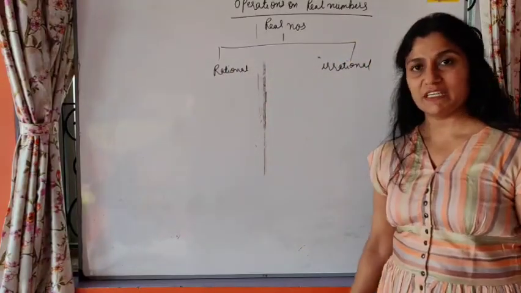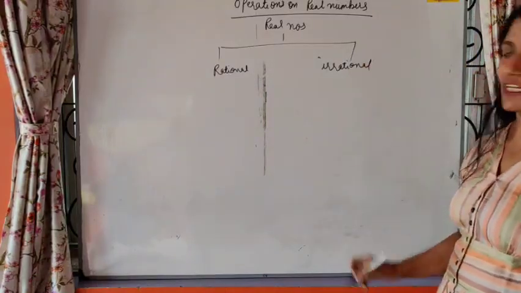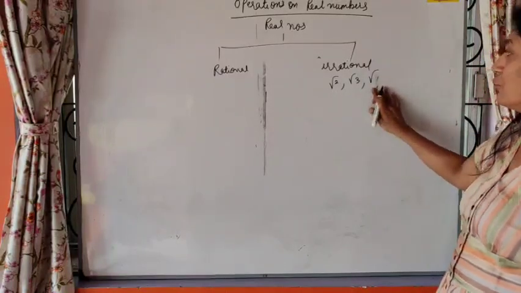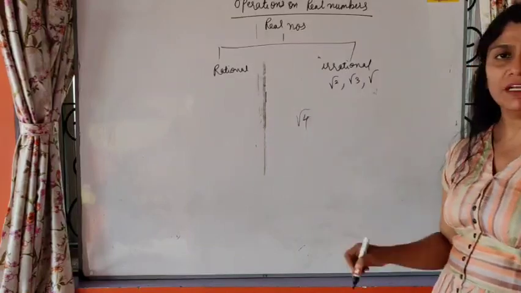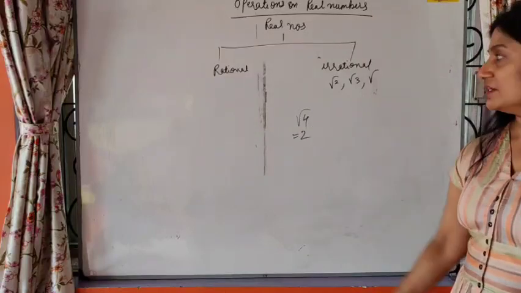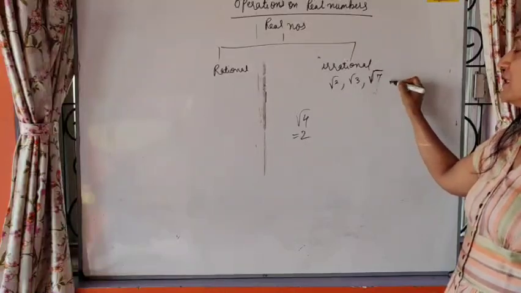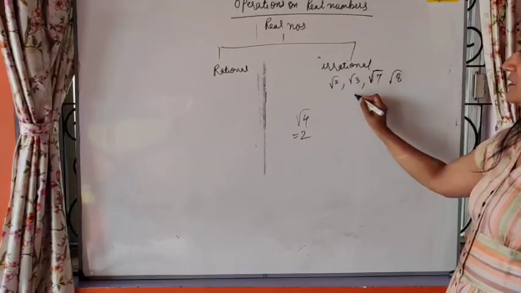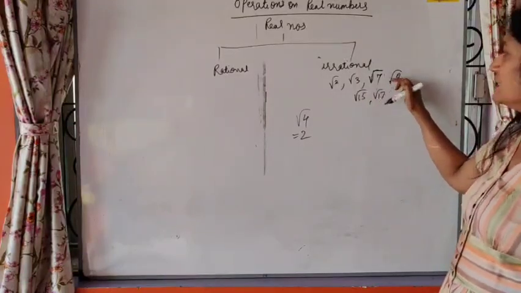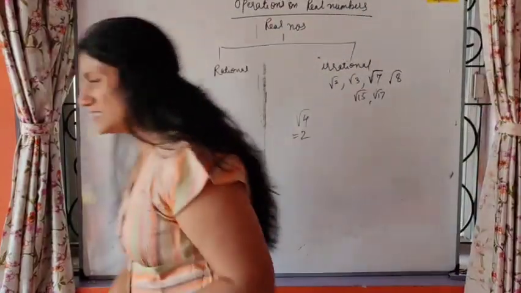Rational means which can be represented in the form p by q. Okay? Irrational. What do you mean by irrational? Like I said, root 2, root 3, root 4. Sorry, not root 4. Why is root 4 not an irrational number? Because it's a perfect square number. We get the number 2. So perfect square numbers are never irrational. Inside root, if we have a non-square number like 7, 8, 15, 17, any number which is a non-square number and it is inside a square root, such numbers are called irrational numbers.